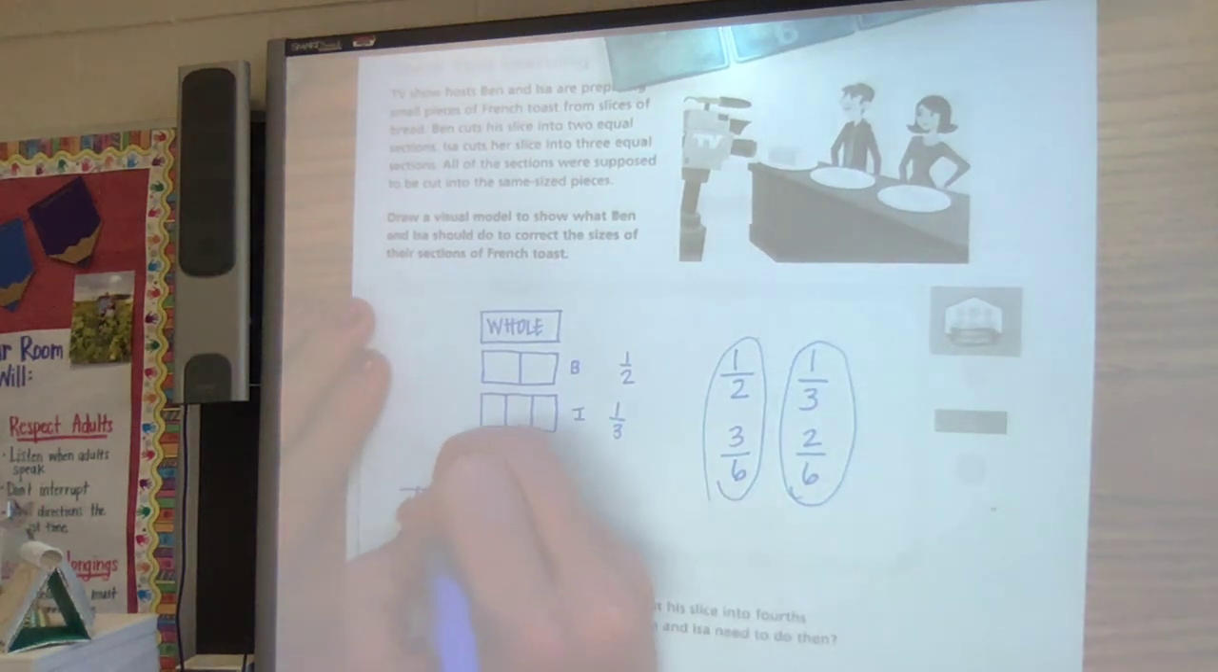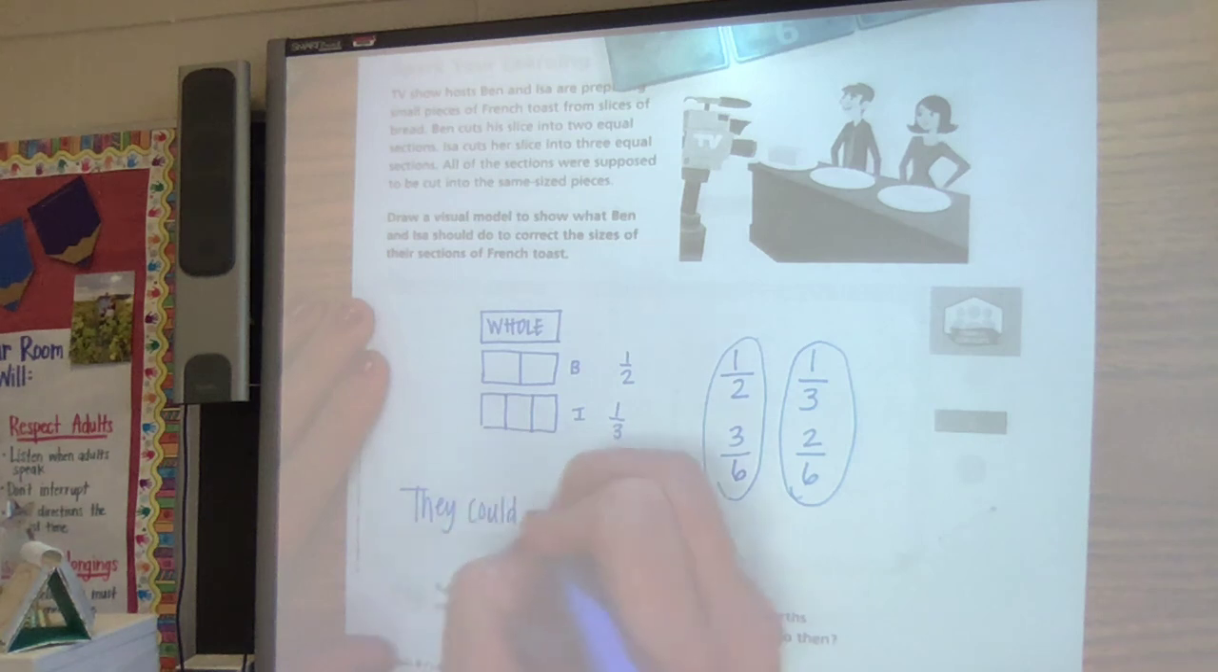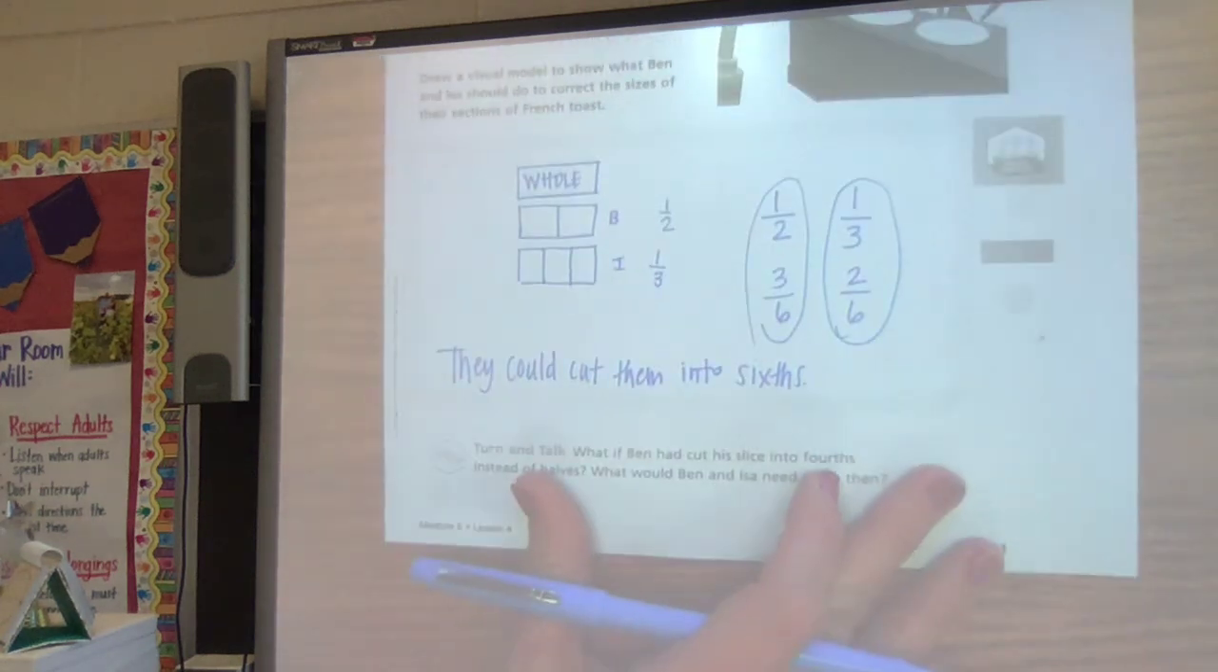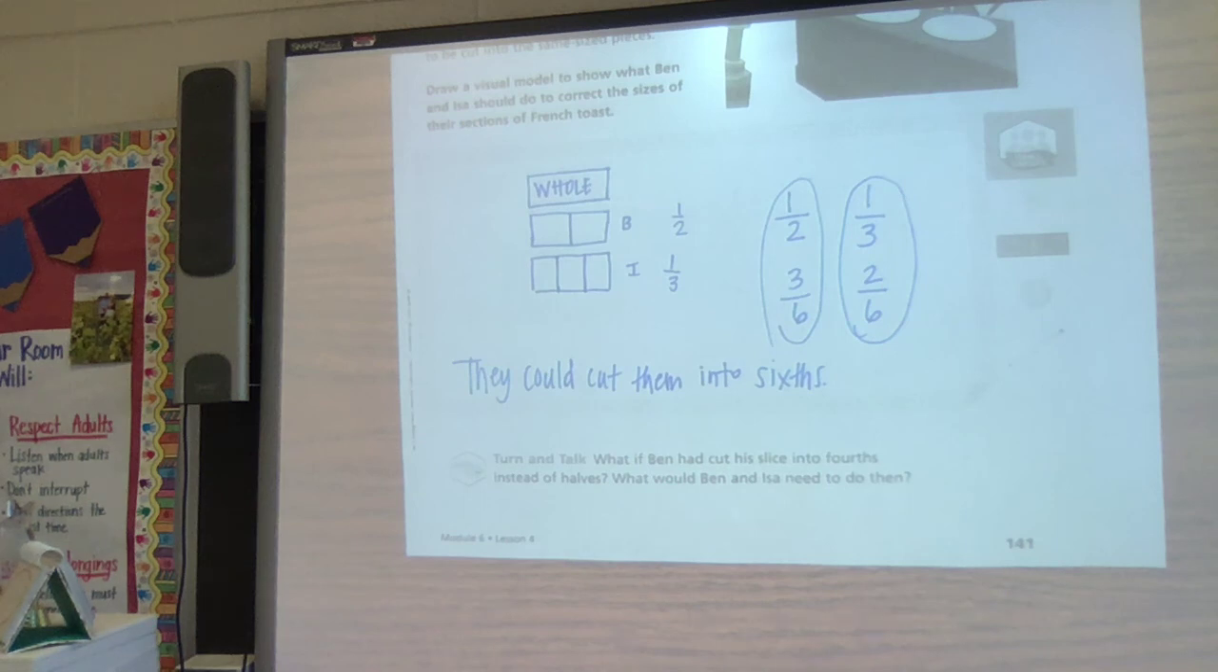So we can just write that there. They could cut them into 6. Cut them into 6. Because that's a common denominator that halves and thirds have.